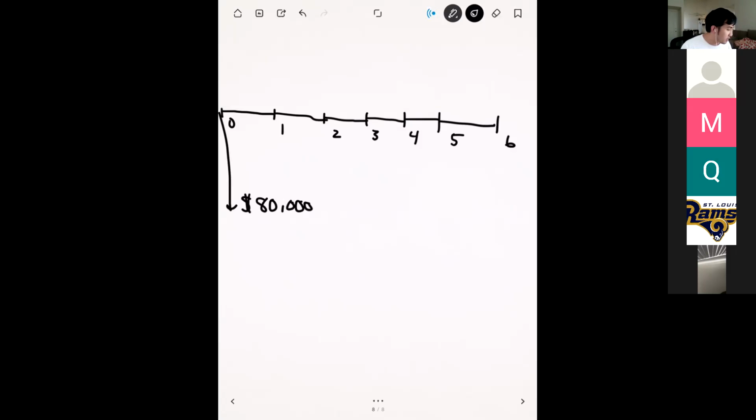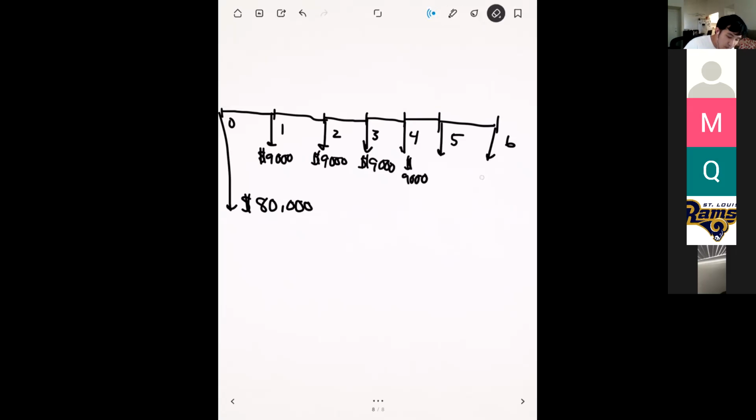Next, let's put in our maintenance costs. Our maintenance cost, remember, is a recurring cost that occurs at the end of every year of operation. In this case, our maintenance cost is $9,000 per year. This is a lot easier on a real whiteboard when I have more space, but I have to squeeze everything in here. Okay, so that's our yearly costs.